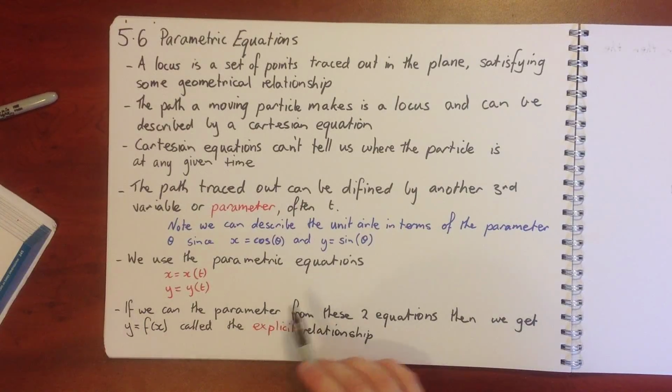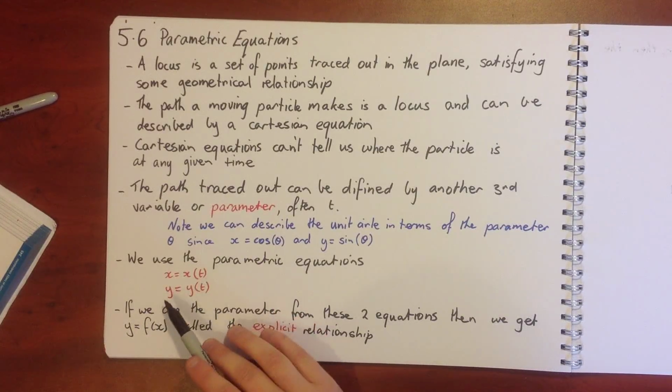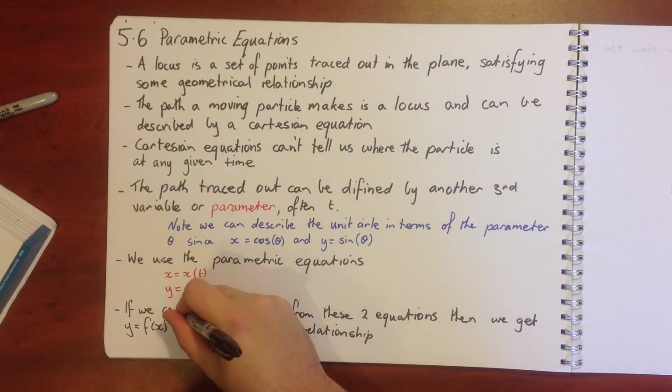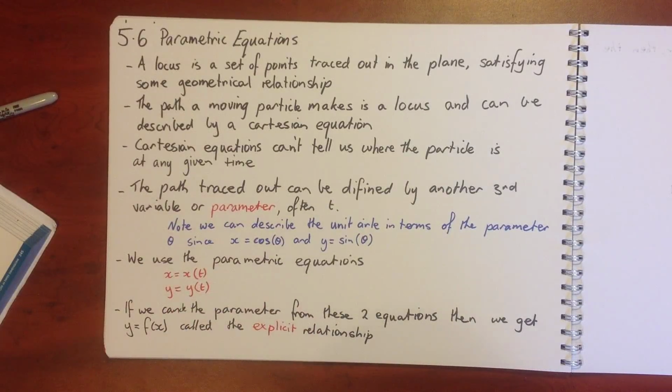We use the parametric equations x equals x of t and y equals y of t. If we cancel the parameter from these two equations, then we get y equals f of x, called the explicit relationship. So if we cancel out our parameters, which is what we want to do, because essentially what we're going to have is equations.